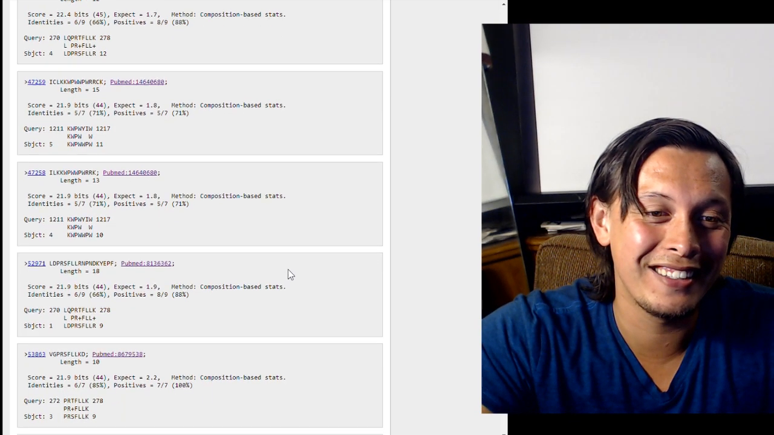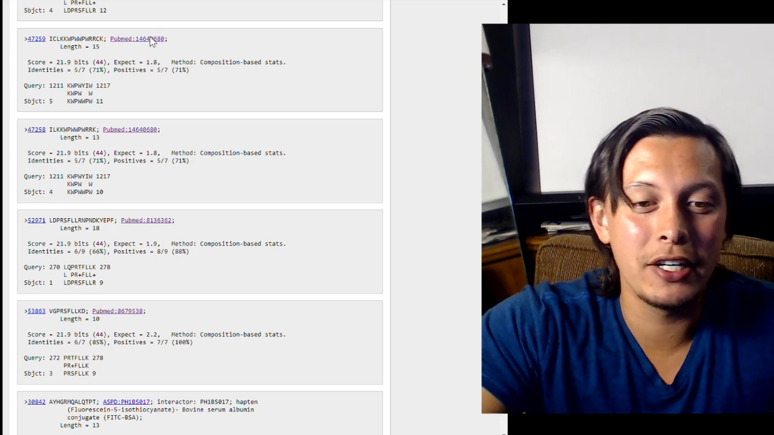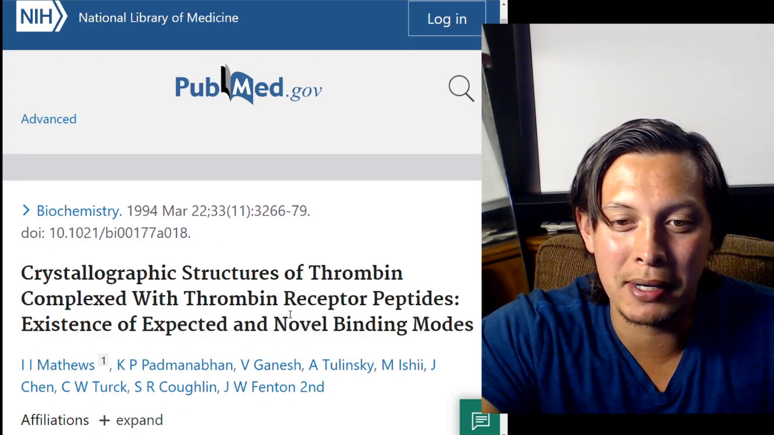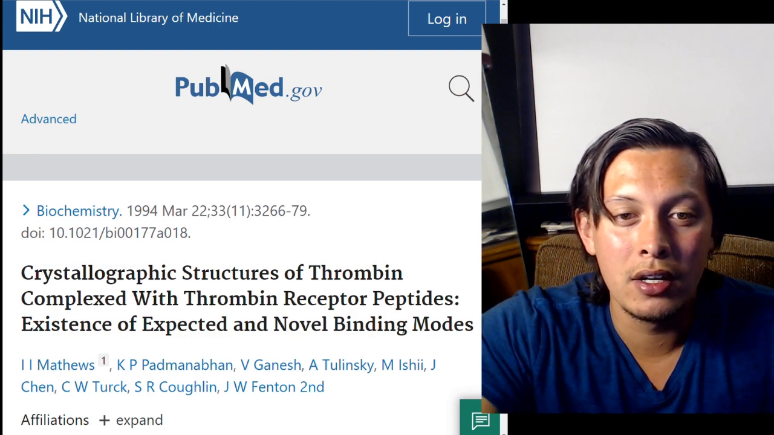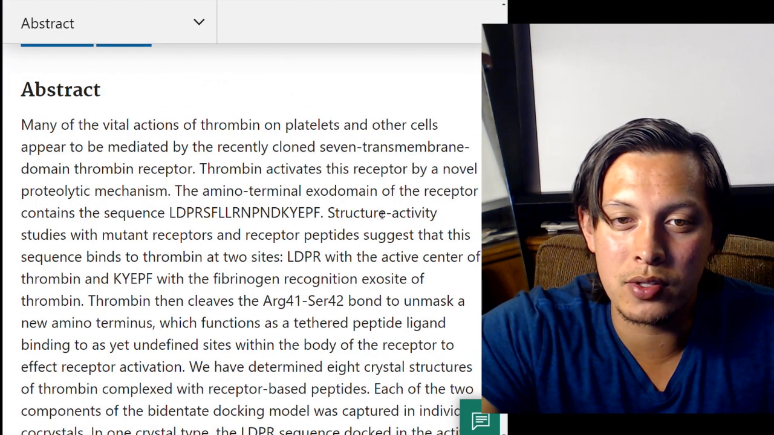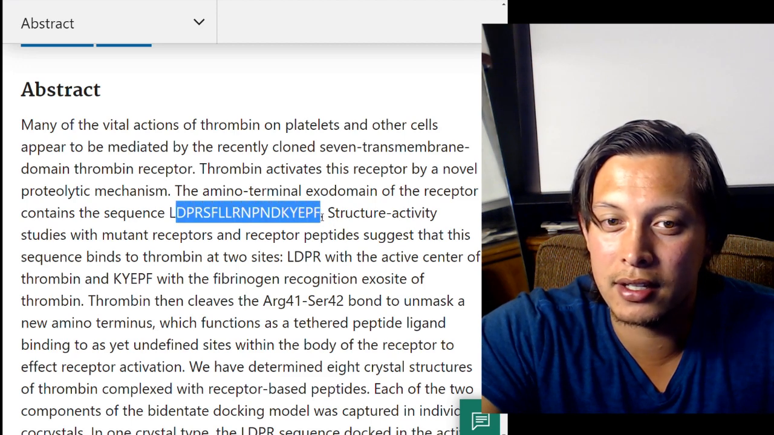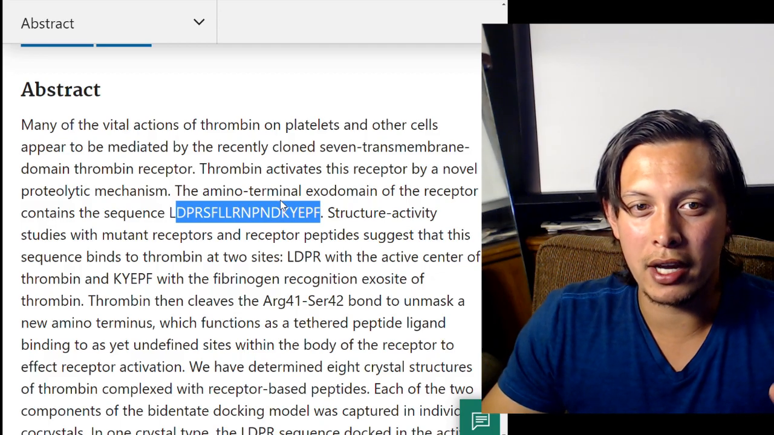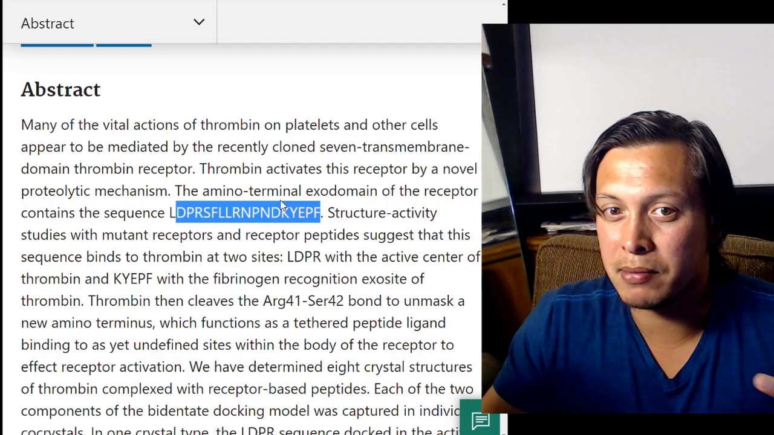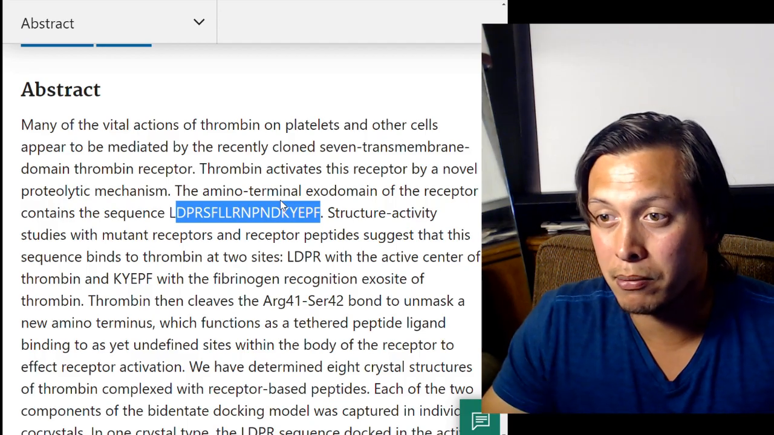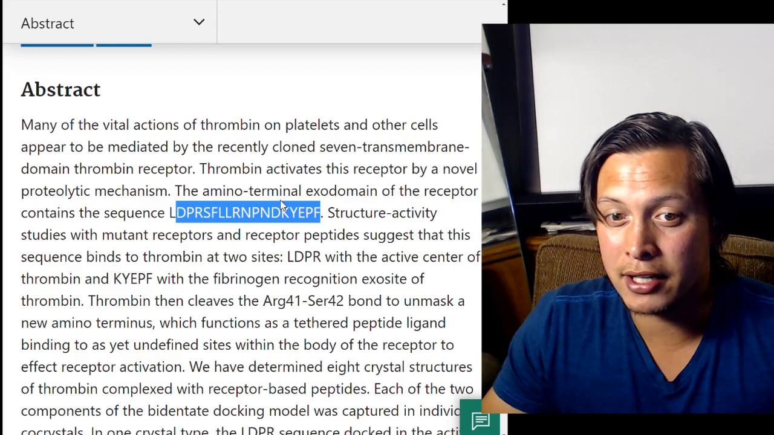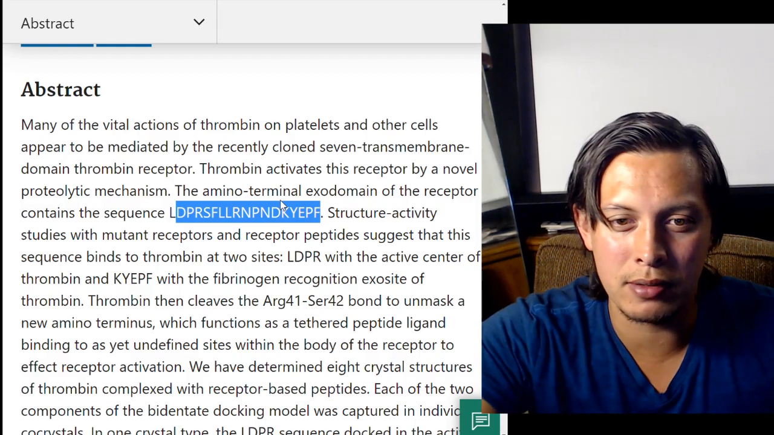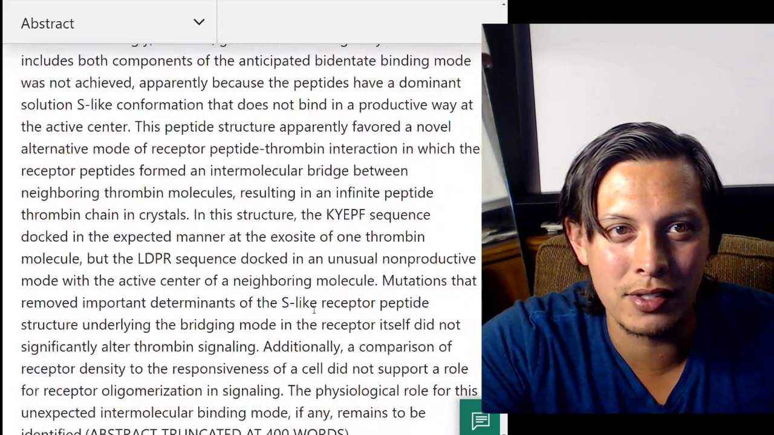Continuing down this. So, crystallographic structures of thrombin, complex of thrombin receptor peptides, existence of expected and novel binding modes. Okay, so this is a different peptide. We talked earlier about how, I think it was PAR1, that receptor had this amino acid sequence that bound to thrombin, and that this sequence was also able to bind with RPBR or something. It was a short peptide like that.